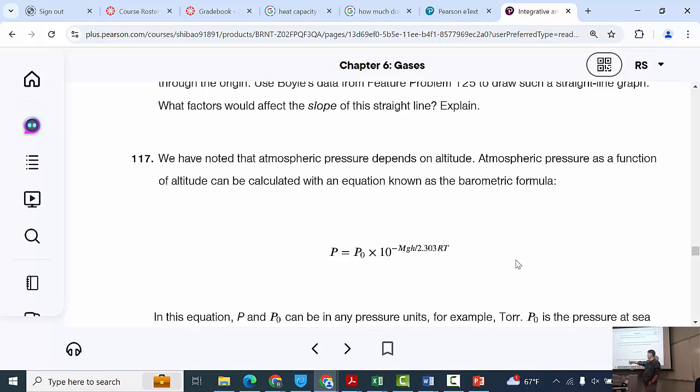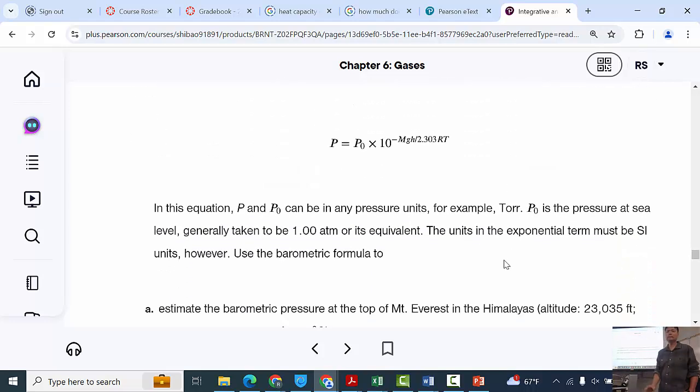In this equation, P is the pressure at Big Bear. P naught can be any pressure in any pressure units. P naught is like your standard pressure at sea level. And so P naught is the pressure at sea level. But you can use whatever units you want. It's generally taken to be 1.00 atmospheres or its equivalent. The units in the exponential term must be SI units.